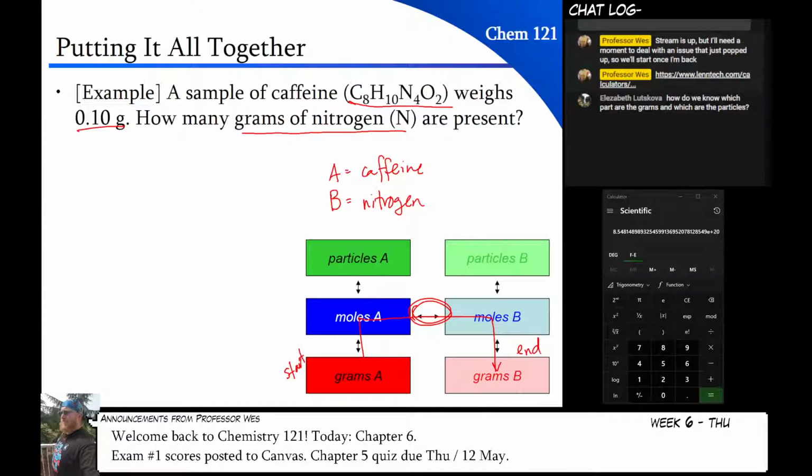So we're going to turn grams of caffeine into moles of caffeine. And then once you have done that, you will know how many moles of nitrogen are in that sample because you know how many nitrogens there are per caffeine, right? And then finally, once you get a number of moles of nitrogen, you can get a mass of it. So let's do that over here.